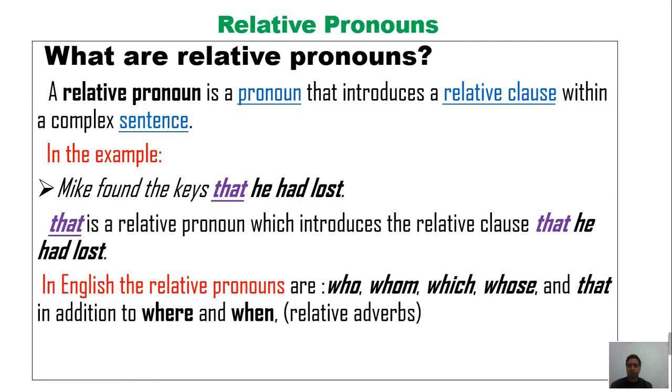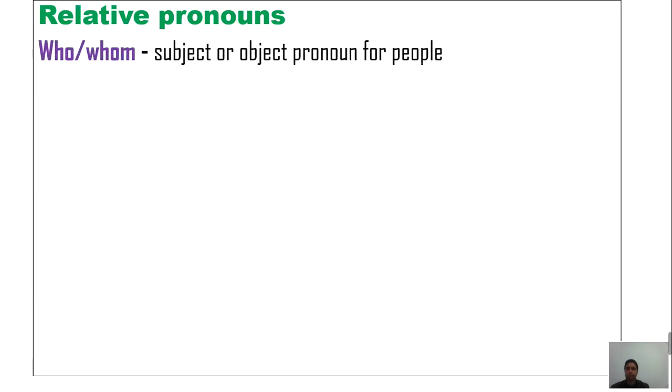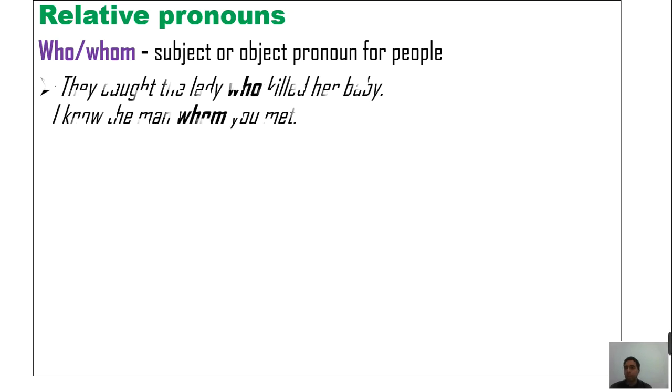And as I have already mentioned, we have who, whom, which, whose, and that, in addition to where and when, which are relative adverbs. Who and whom are subject or object pronouns for people. Now we are going to see the difference between who and whom.